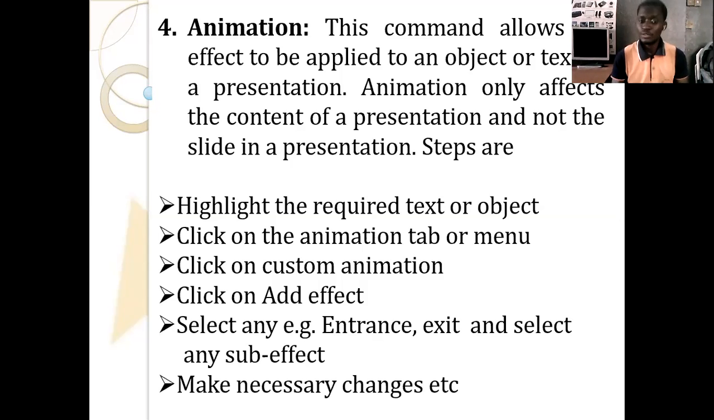I have the steps corresponding. Select the text or objects. Make sure you highlight the object or text. Click on the Animation tab or menu, as you may call it. Then click on Custom Animation. Click on Add Effect by the side.